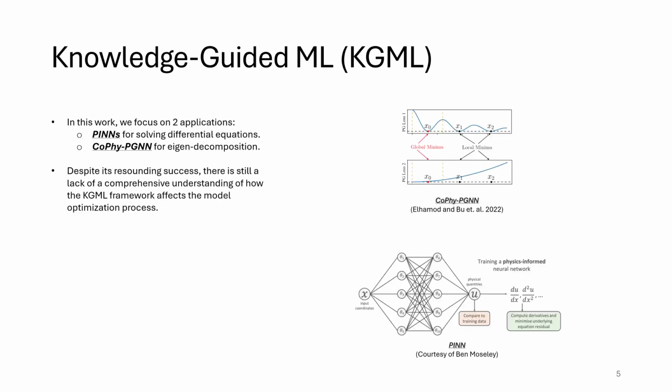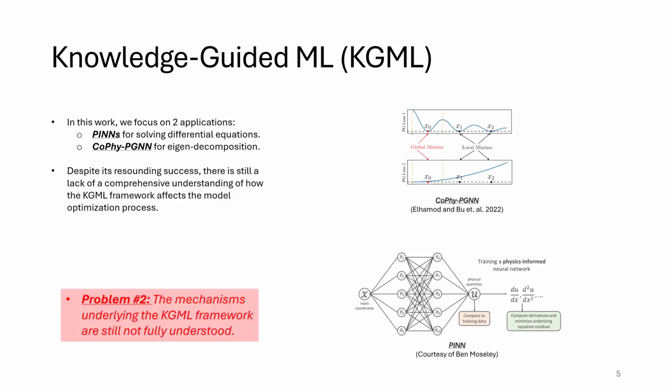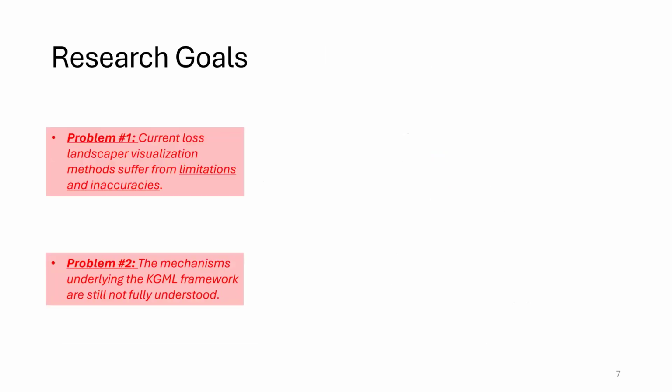Though despite KGML's success as a framework, it is still not clear how adding knowledge-guided loss functions affects the loss landscape of a neural network, and how that subsequently impacts model convergence. In this paper, we consider investigating this gap to be an important endeavor, and we work towards it.